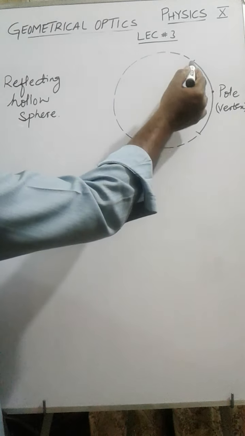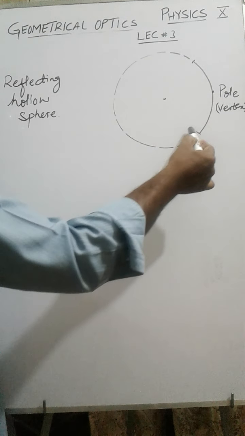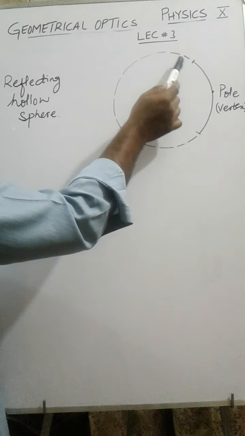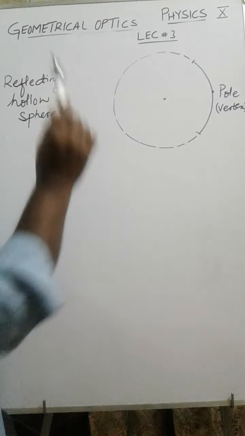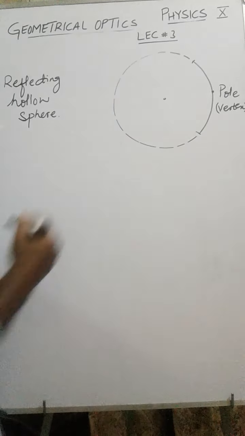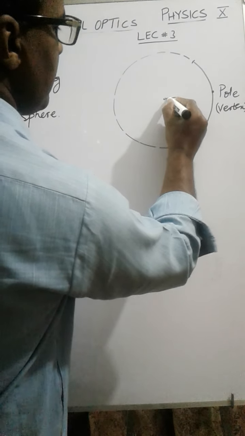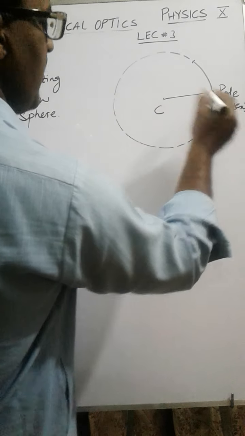Now this is a spherical mirror. This is actually a part of this whole sphere. The center of the sphere of which a spherical mirror is a part is known as the center of curvature. So we have the pole and the center of curvature. Now this is a line joining the center of curvature and the pole.